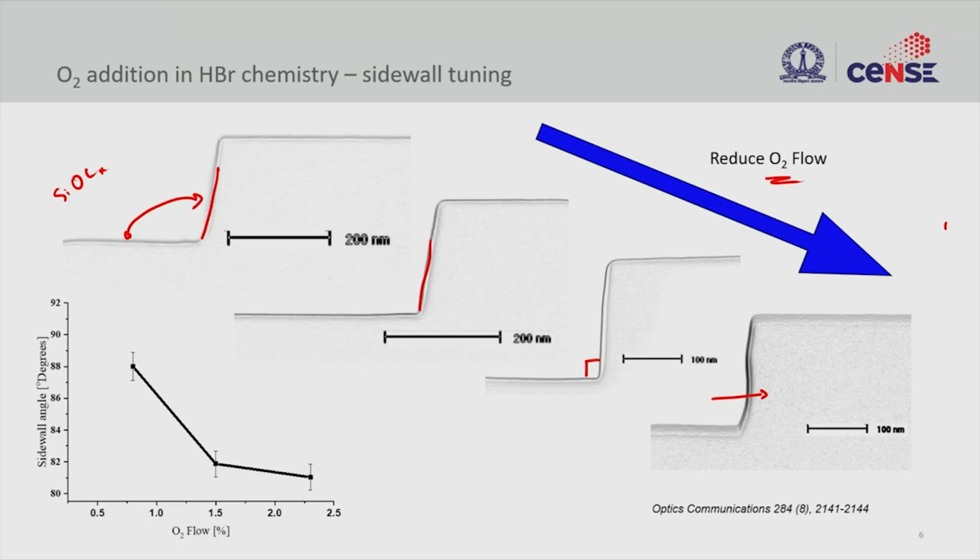So there is no sidewall coating at all, and you start attacking the silicon sidewall here. So by adjusting the flow of oxygen, one could actually tune the sidewall angle. This is again the chemistry-driven profile improvement.